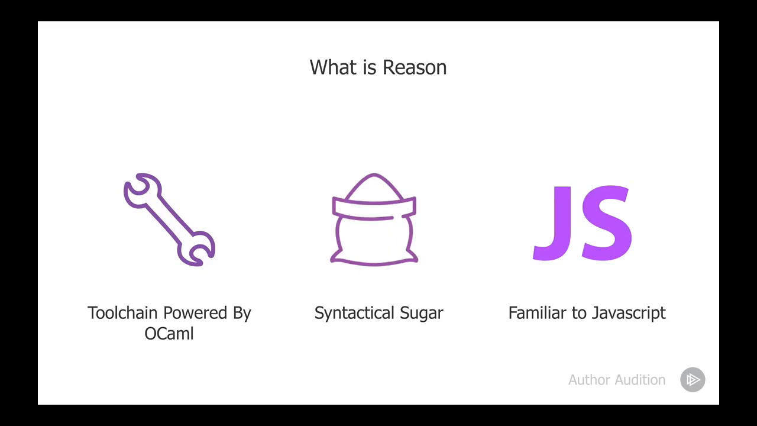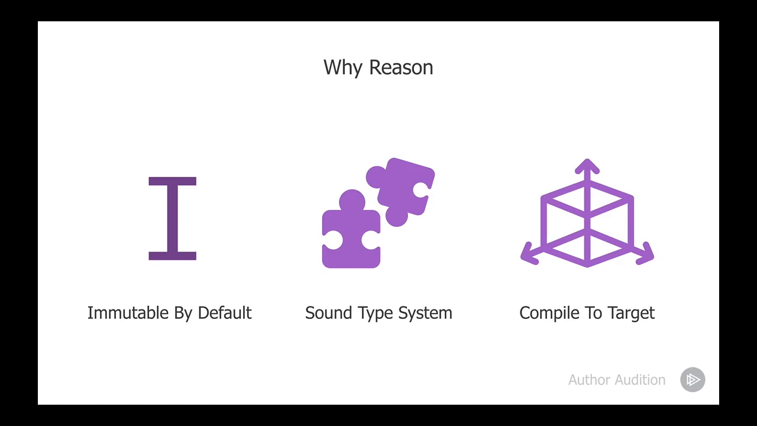What is Reason? It is a toolchain powered by OCaml. It is not a new language in itself, but rather a syntactical sugar over OCaml. The new syntax has been designed in order to look familiar to JavaScript. Why Reason? It is immutable by default. In fact, one has to explicitly state mutability in case it occurs.